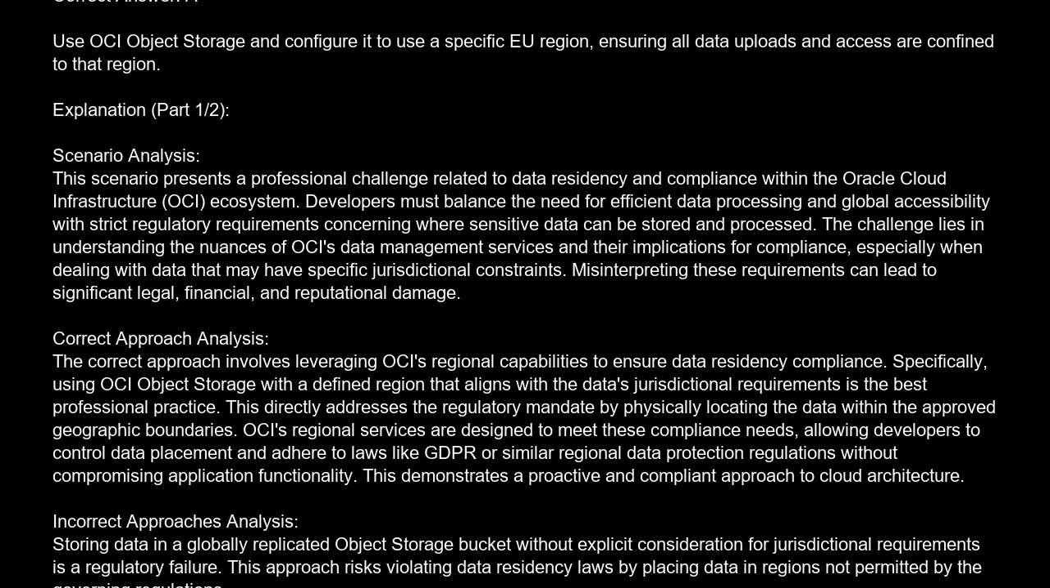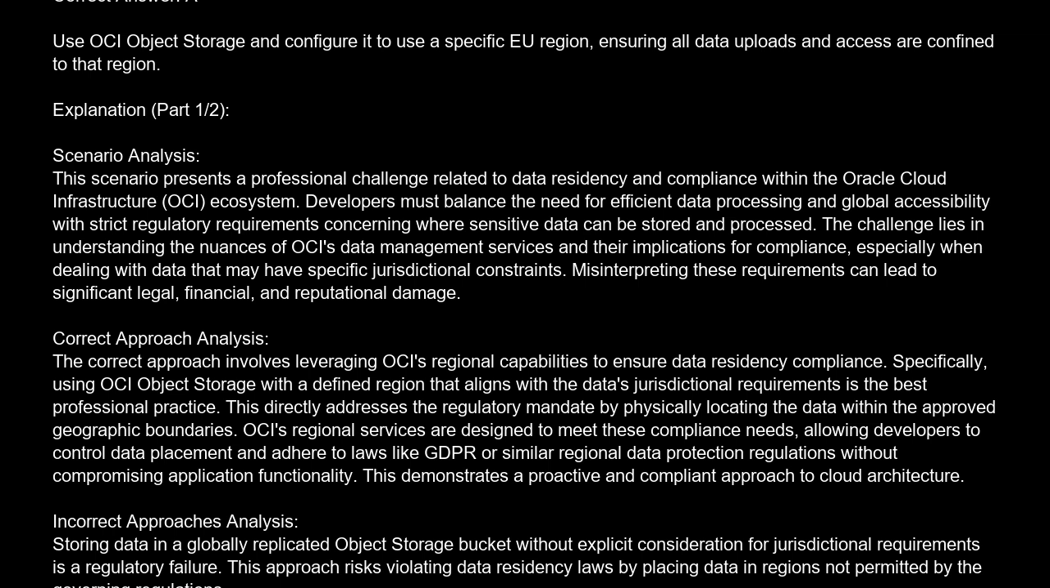The correct approach involves leveraging OCI's regional capabilities to ensure data residency compliance, specifically using OCI object storage with a defined region that aligns with the data's jurisdictional requirements is the best professional practice. This directly addresses the regulatory mandate by physically locating the data within the approved geographic boundaries.